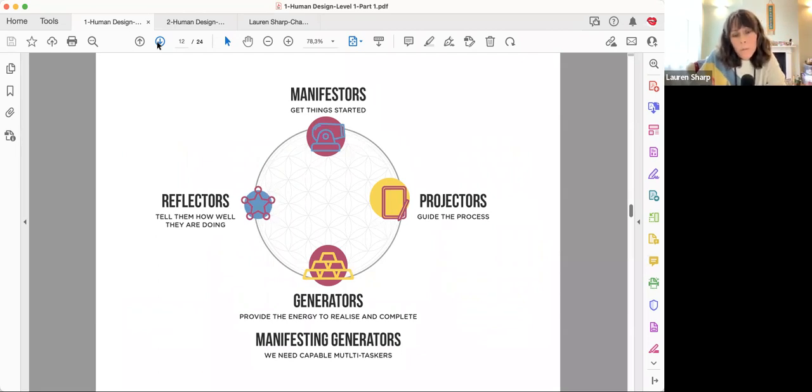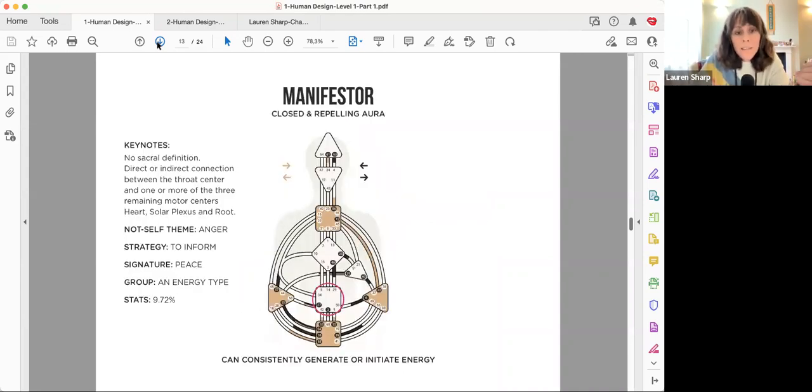What is their purpose? Because when we work together and collaborate and learn together and share together and work on projects together, we need to have different aspects. You want the projector guiding that, you need the generator there, and you want the manifestor to help get things started. And when we went through these slides, we looked at the keynotes. What was the not-self theme? What is their strategy? What is their signature? Because those were static aspects.